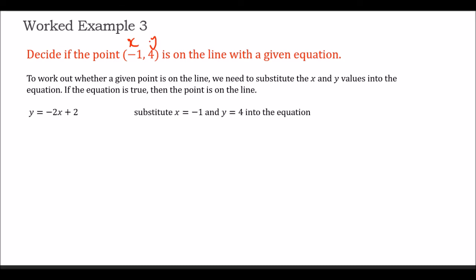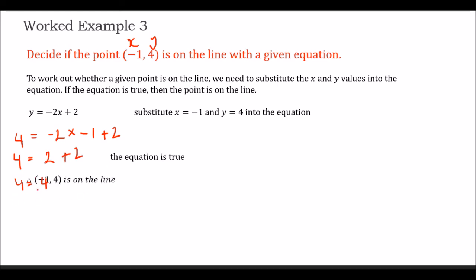So here, we substitute our point negative 1, 4 into this equation. Change x into negative 1 and y into 4. So it's 4 equals negative 2 times negative 1 plus 2. Negative 2 times negative 1 gives you 2, plus 2. So 4 equals 2 plus 2, which is 4. 4 equals 4, which means the equation is true, and that means the point negative 1, 4 is on the line.